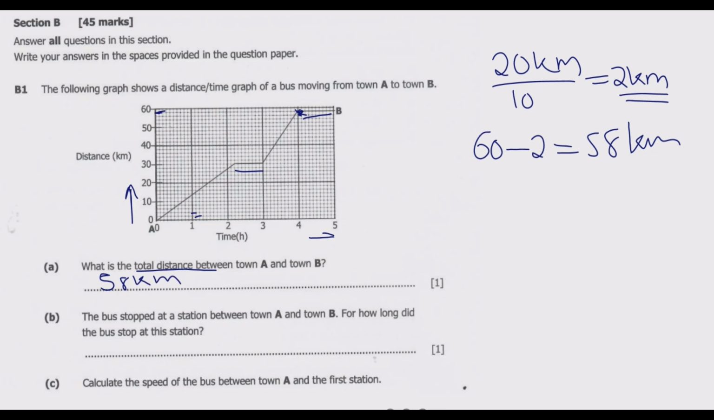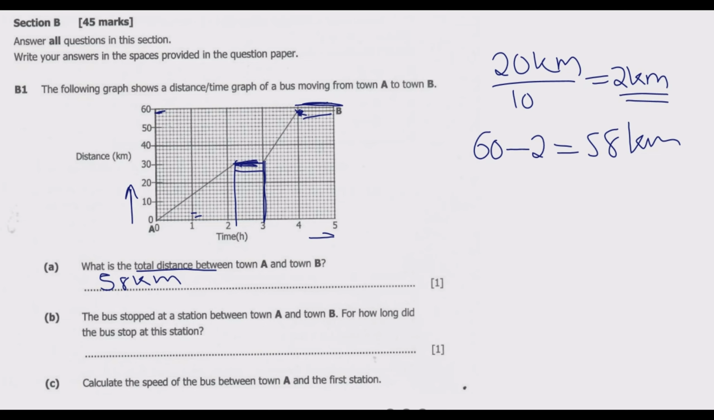We move to B. The bus stopped at a station between town A and town B. For how long did the bus stop at this station? So the bus stopped between this point and this point. At this other point the bus is not moving and it has reached the final destination, so it's not continuing. So the one point of a stoppage is the one that we need to consider.